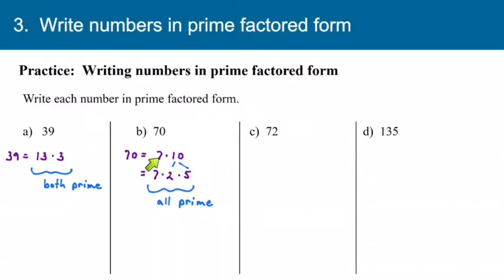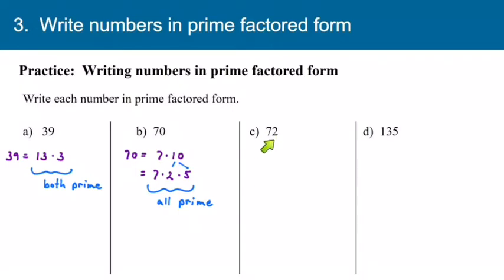Notice that if I had left the 7 off, all I would have here is 2 times 5, and of course 2 times 5 does not equal 70. You need at the end to have a list of factors that if you multiply them back together, they'll go back to this number that you started with. So 7 times 2 is 14, and 14 times 5 is 70. Now let's look at 72.